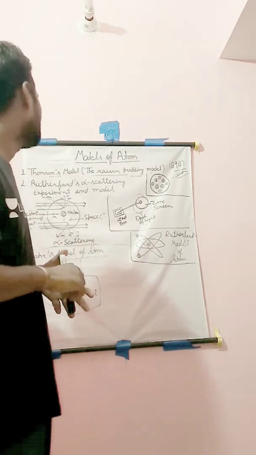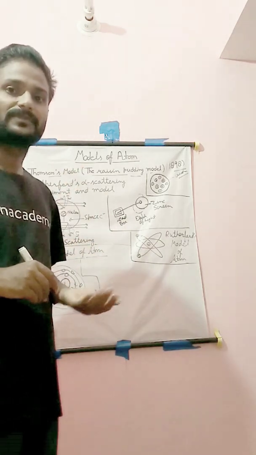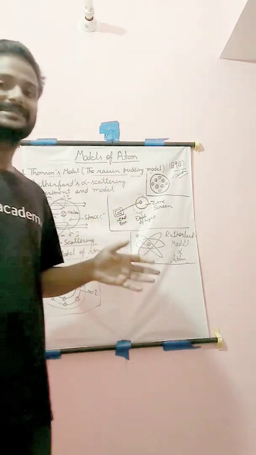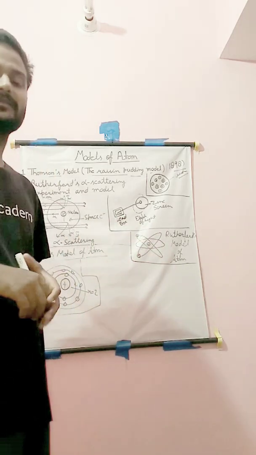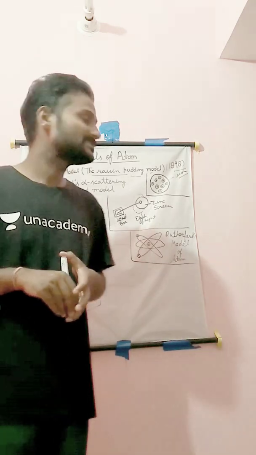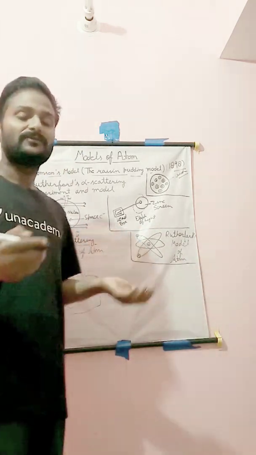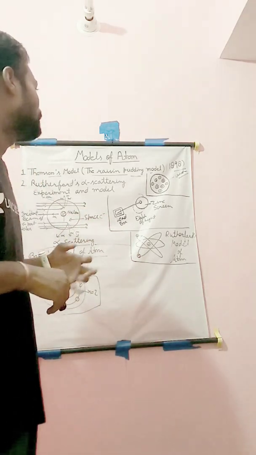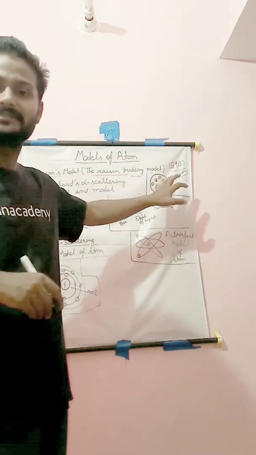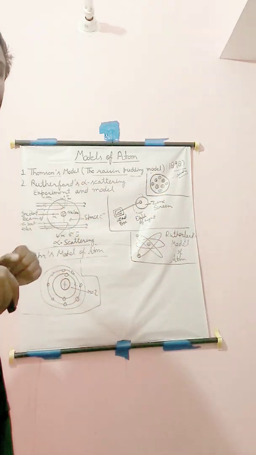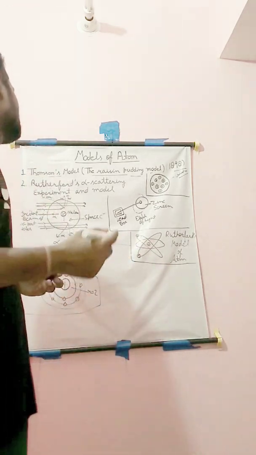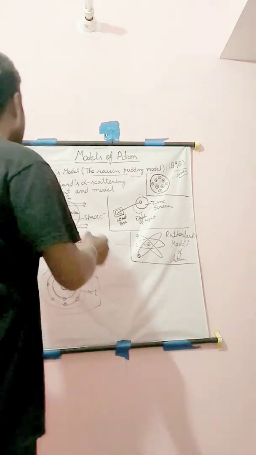So why have other models come into existence? Because the previous one failed to explain many things about the atom. Thomson's model also fails to explain why the atom is neutral. His one postulate is that he discovered the electron as a fundamental particle of the atom. Now the next model comes from Rutherford.